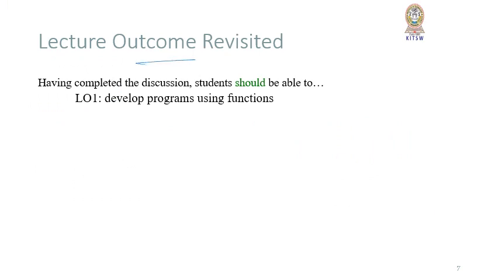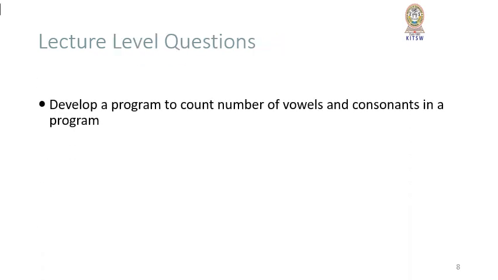Lecture outcome revisited: after completing the discussion, you will be able to develop programs using different types of function declarations. And this is a sample lecture level question, students. Develop a program to count the number of vowels and consonants in a program using functions. You can use functions with arguments and no return value, and also a function with arguments and with return value. So you can try different types of functions to execute this program.